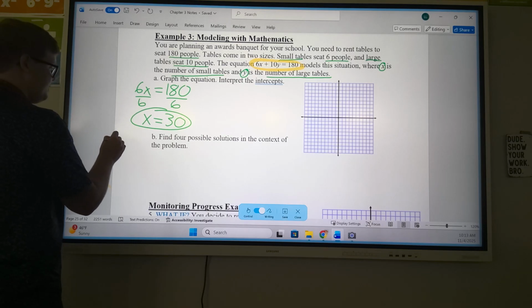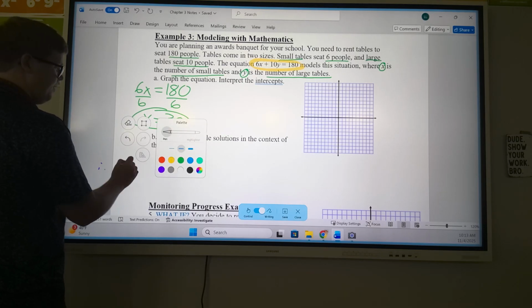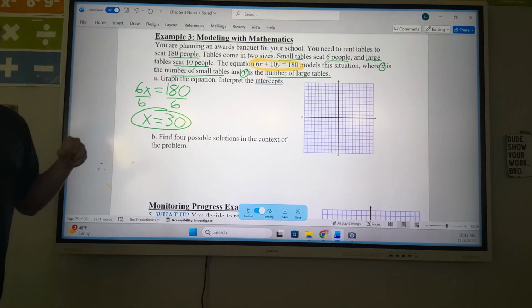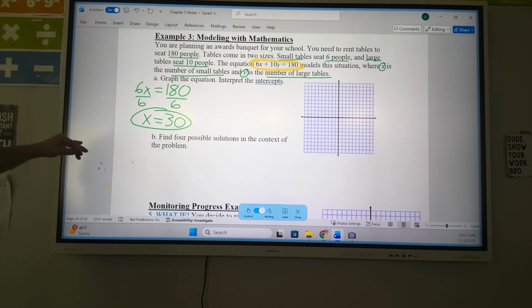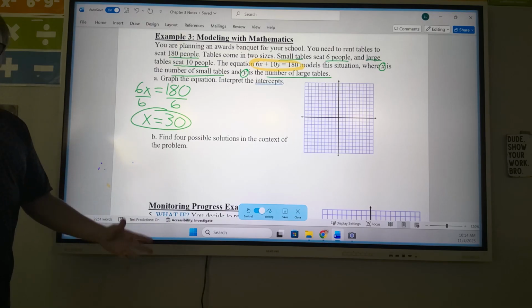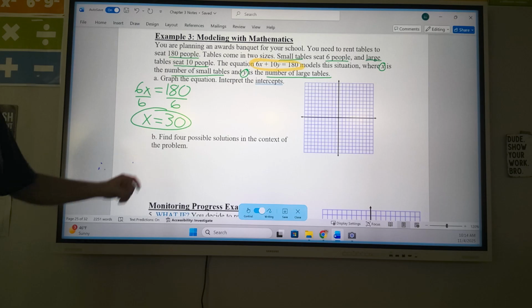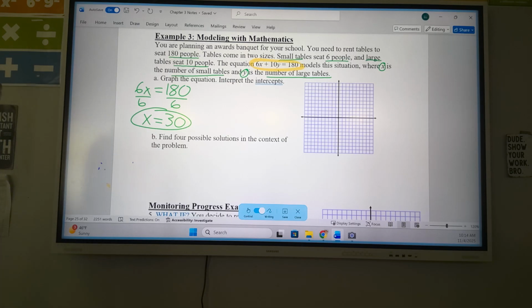Okay, so when it says interpret the intercepts, I want you to think, when we have 30 small tables, because x's are small tables, how many large tables do we have? 0. We plug 0 in for y. That tells us if no large tables are available, or if the awards banquet just wants small tables, you need 30 of them to sit 180 people.